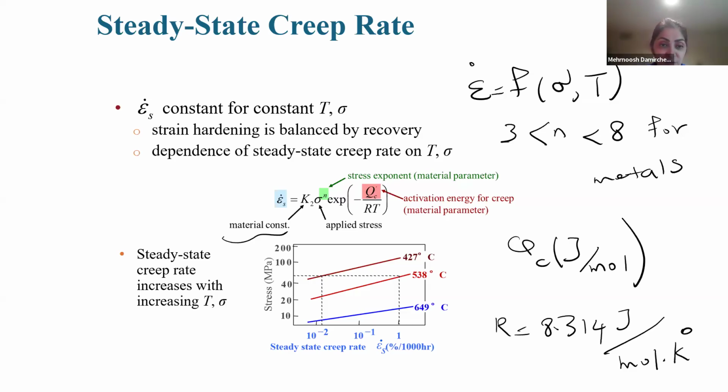And we have different curves for different materials. What's the meaning of these curves? It means that by knowing the stress and the temperature, you can estimate epsilon dot, or creep rate, or vice versa. If we have epsilon dot and stress, we can approximately estimate the temperature. Epsilon dot is a function of sigma and T, so if we have two of them, we can estimate the third one.